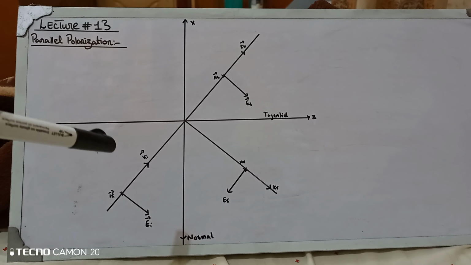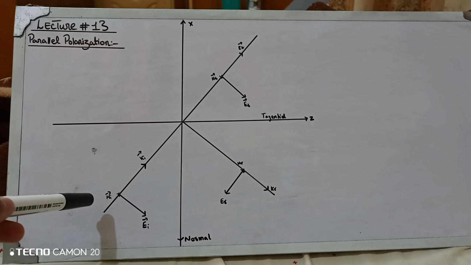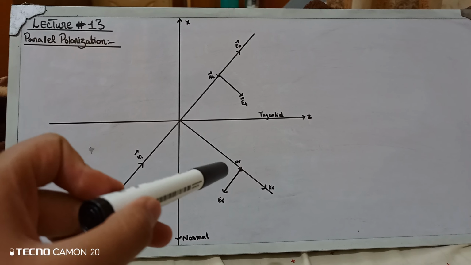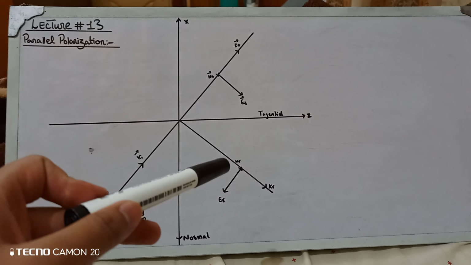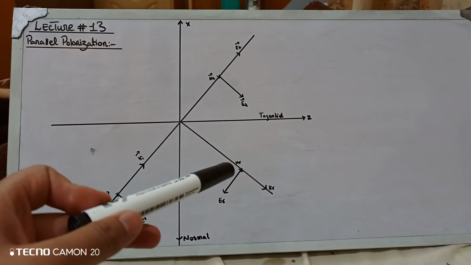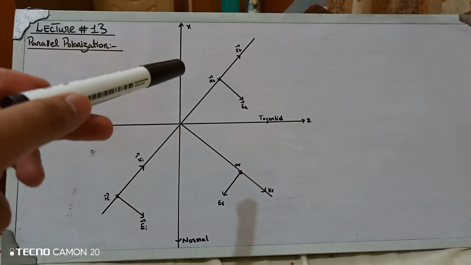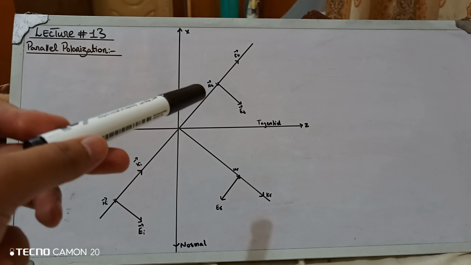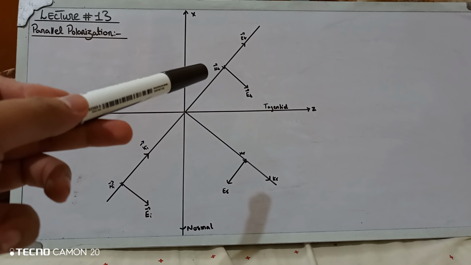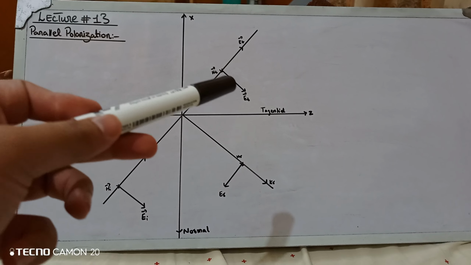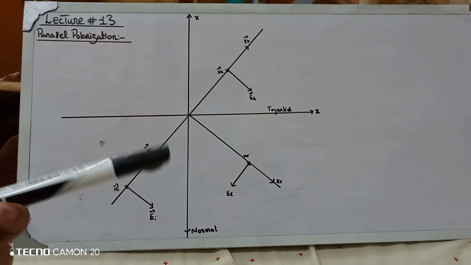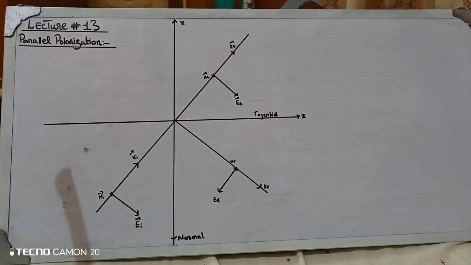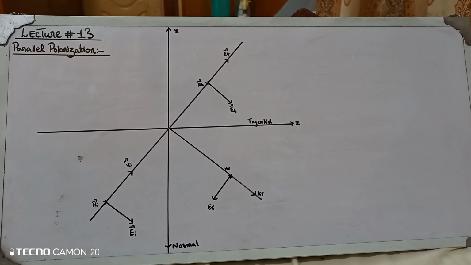For the case of into the page, we use this small cross sign. So this is Hi, meaning the magnetic field for the incident wave, into the page, and this is Hr, meaning the magnetic field in the reflected part, which is also into the page. And for the transmitted part, again the magnetic field is into the page. The magnetic field, electric field and wave propagation are always perpendicular to each other.